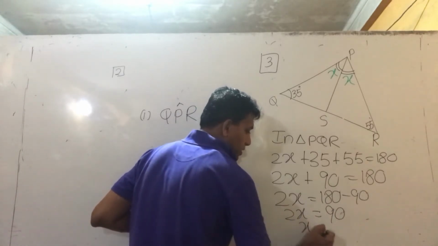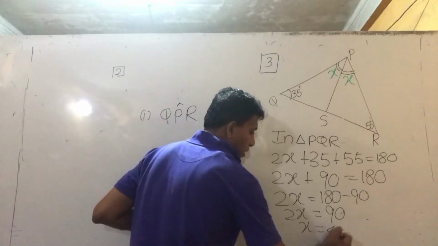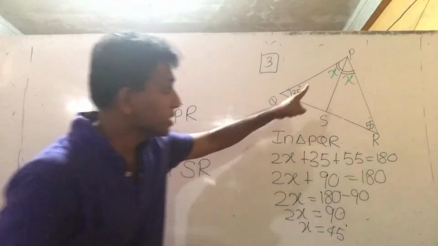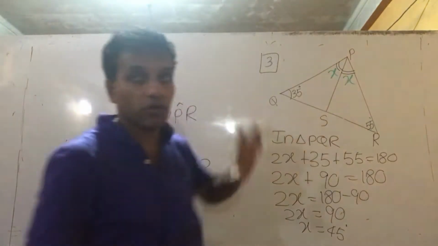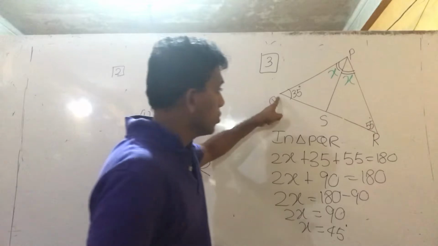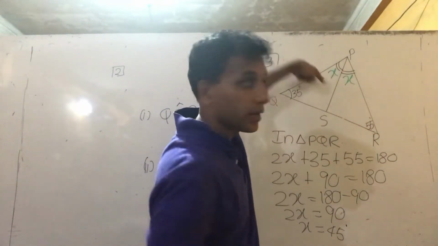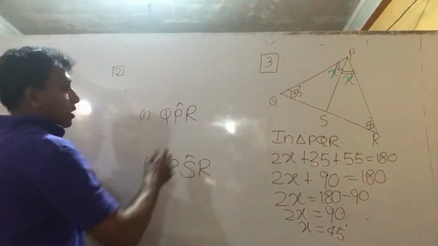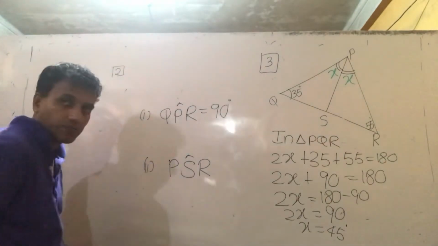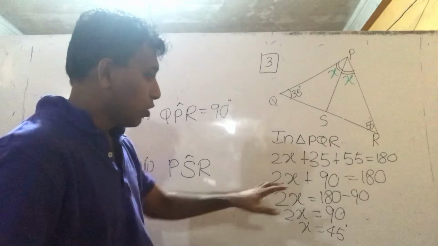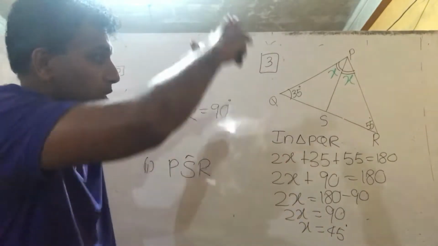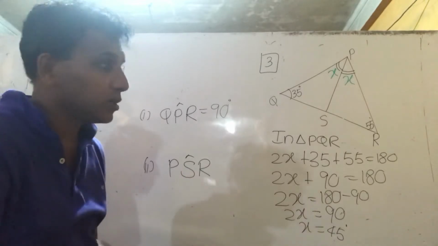Therefore x equal what? 45 degrees. 90 divided by 2, x is 45. So this is 45, also 45. So your first part is over. Where QPR? QPR, big one. 90, right? QPR equal to 90 degrees. Okay. Without mentioning x also, you can complete the first answer 90 degrees if you use the largest triangle.